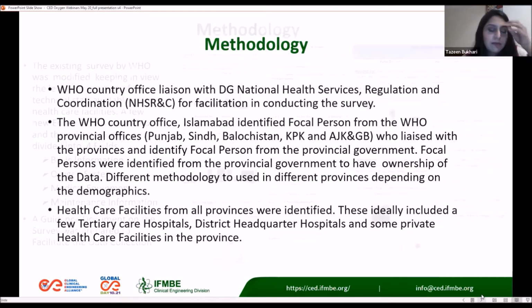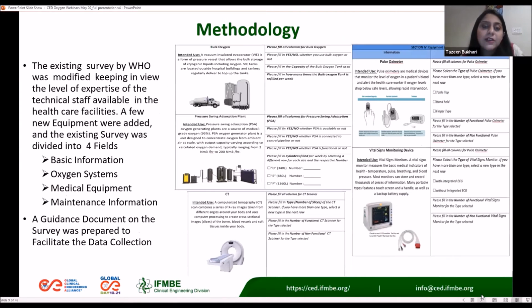Since WHO Pakistan does not have a clinical engineering lead, and keeping in view the expertise present in the healthcare facilities throughout Pakistan, we modified the survey. We included a few new equipment as well, and it was broken down into basic information, oxygen systems, medical equipment, and maintenance information. If you've seen the survey, it asks after every equipment, is it functional? What is the reason for non-functionality? Instead of doing it for every equipment, we did a separate section for maintenance information to identify what the problem was.